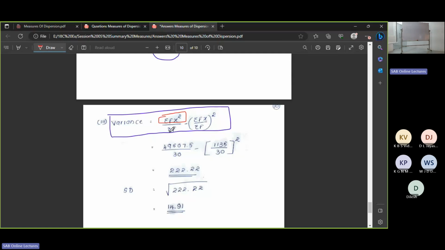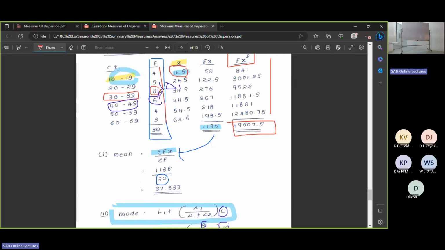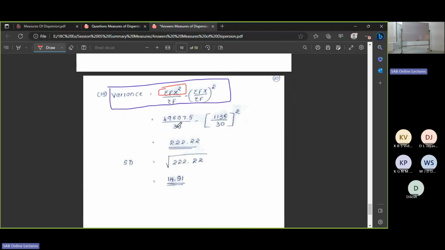It's there. The denominator represents what? Sigma f. Sigma means total value. It means the sum of the frequency values. This is the frequency column. The total number of employees is 30. Then sigma f is 30. It's clear? Then minus, within the bracket it mentions sigma fx divided by sigma f.